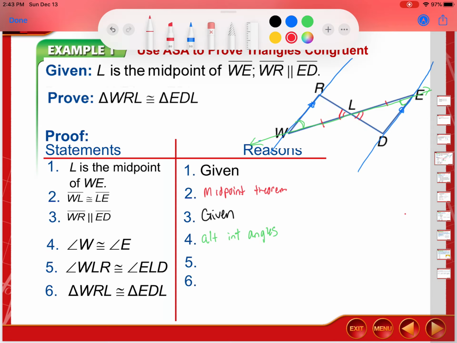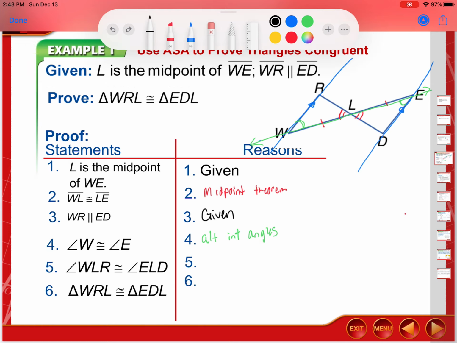So WLR being congruent to ELD, which we can see from our years of working with angles. And by years, I mean mostly this year, but it feels like years because proofs are so enjoyable that time just goes super slow.